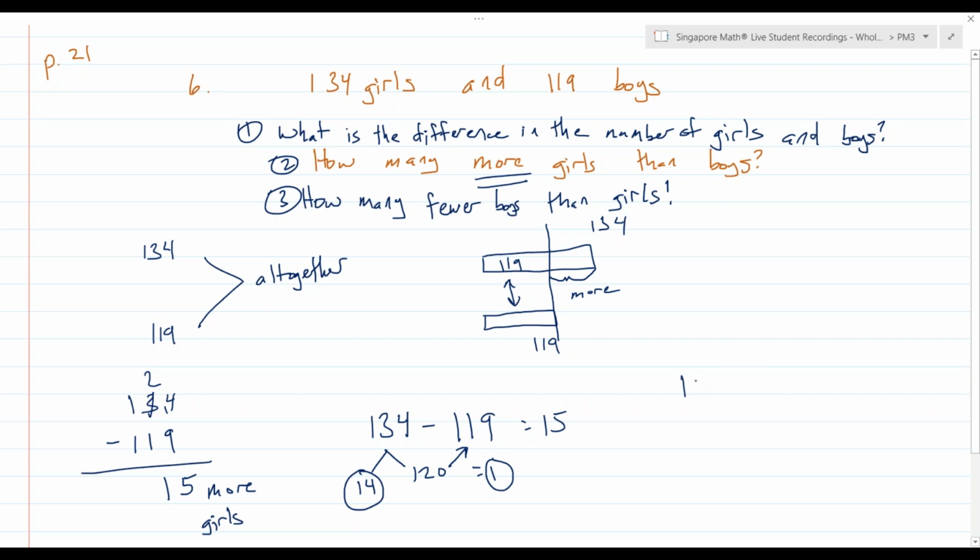One more way you could do it is think about how far do I go to get from 119 to 134? Well, going to the next 20, that's easy, or to the next 10. 119 needs 1 to get to 120. I know that from 120 I need 1 more 10 and 4 more 1s. And so that tells me that I need to add 15 to get from 119 to 134. And so I know that there's 15 more girls than boys. That's, again, 3 ways to do it. And I like the last 2 better than the first one.